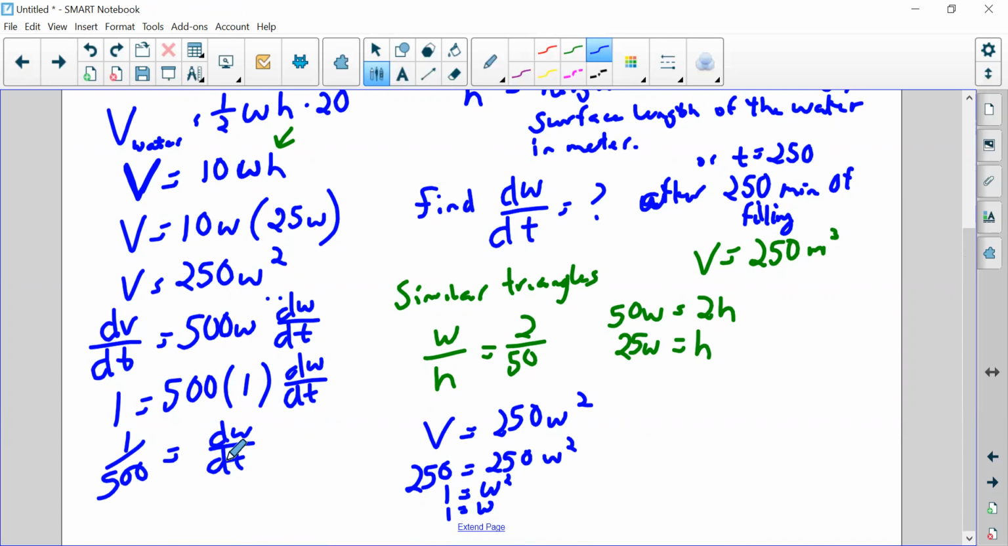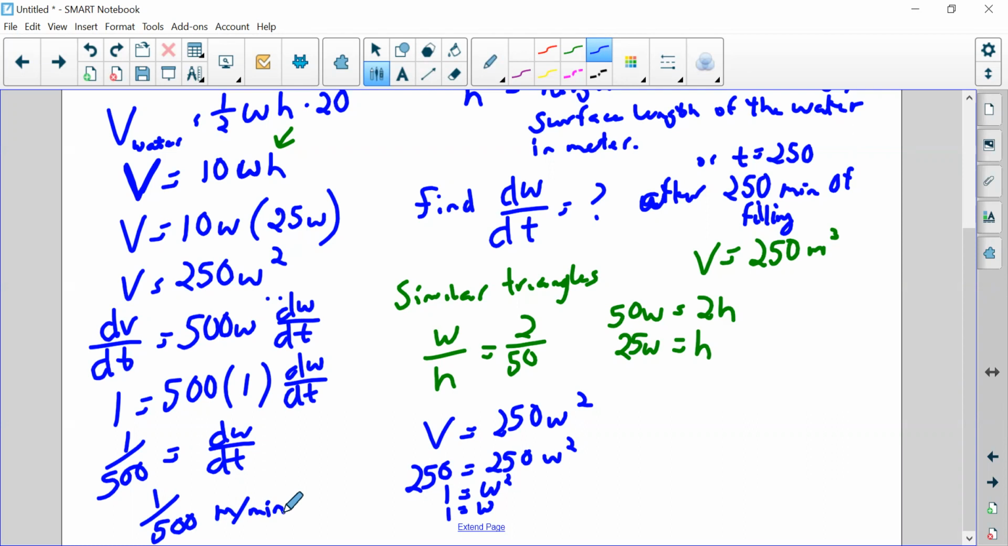Right, now I need to figure out my units of measurement. What is W being measured in? Meters. And time? Minutes. So that is 1 over 500, meters per minute. And so your answer to the question would be, the water level is rising at a rate of 1 over 500 meters per minute. Your sentence answer.